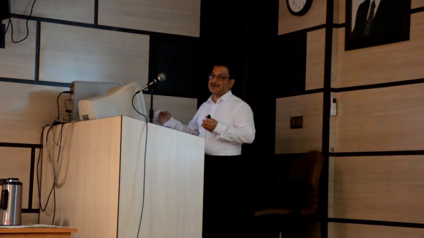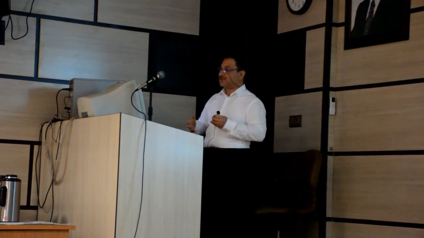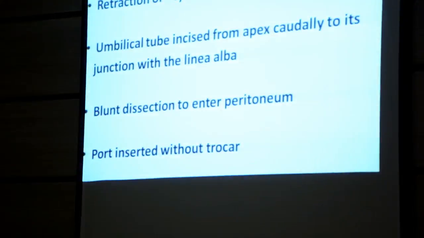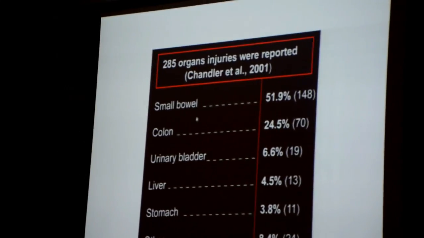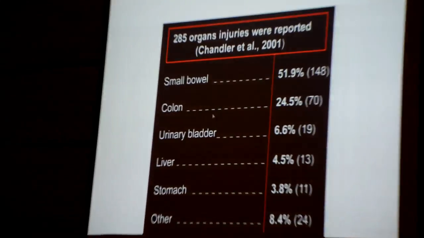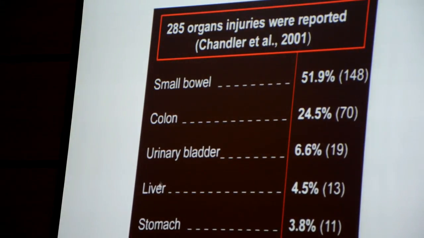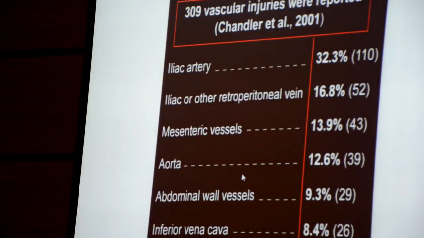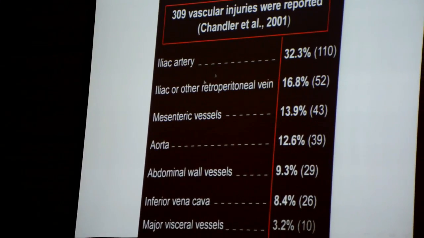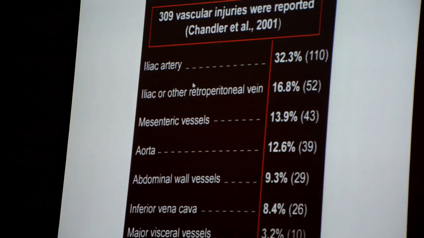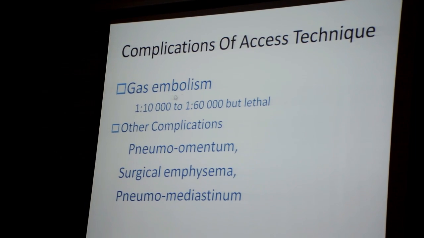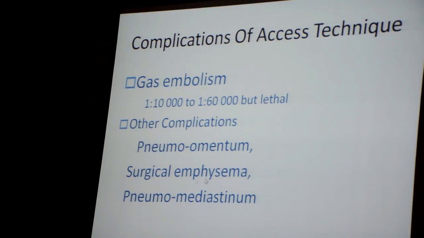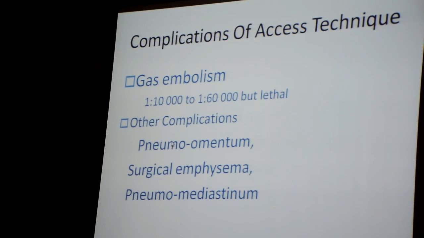You can use it here, but the telescope should be zero degrees at first, and then we change it to a 30 degree telescope. Usually, the most common complication during abdominal access injury is small bowel injury. Then after that, colon, urinary bladder, liver, stomach, and others. The most common vessel injury is the iliac artery. Other common complications of access, as we know, are gas embolism, pneumomediastinum, surgical emphysema, pneumoomentum, and so on. Thank you very much.